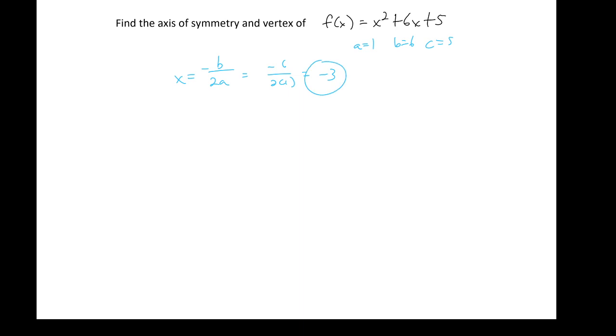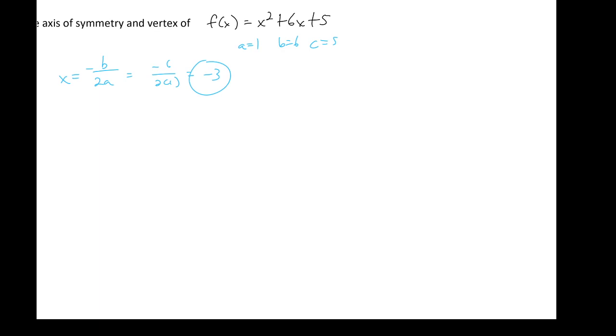So what this means is that I'm going to go over here and graph this. Now, I do not know what my quadratic is going to look like, where it's going to be, right side up, upside down. So this is going to be negative 3. 1, 2, 3. On the x-axis, that is going to be our line of symmetry.